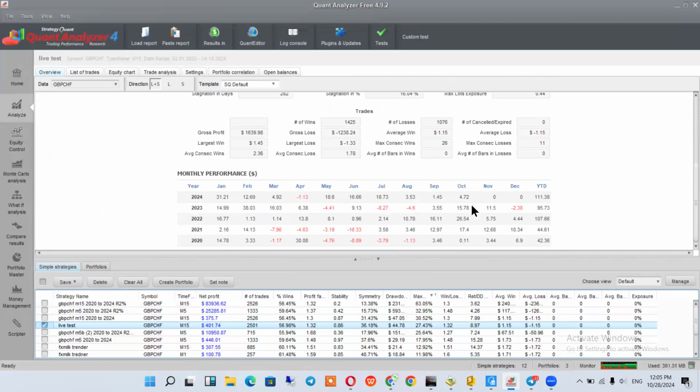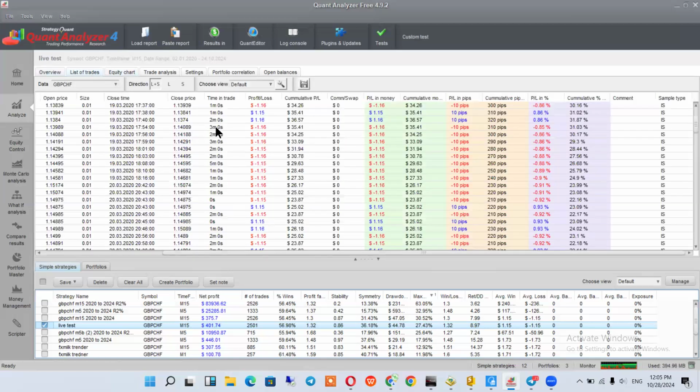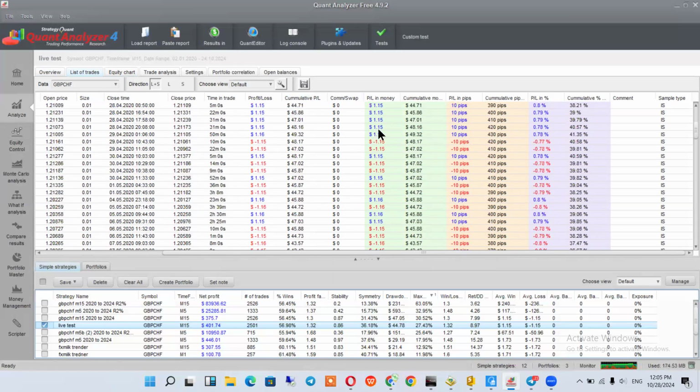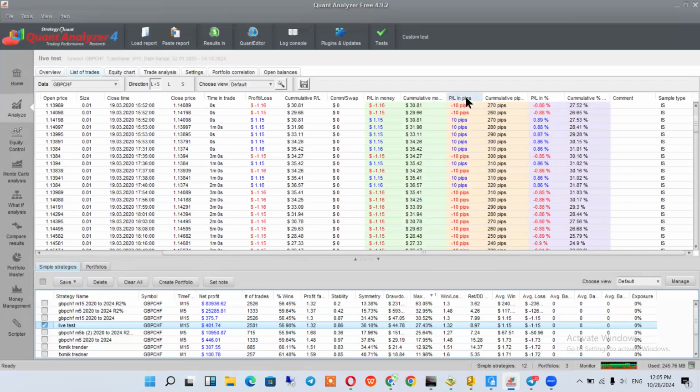Now remember that we are using the same lot size here. If you check the list of trades, you can check the size. You can see we had a static lot size, so there's no compound interest, nothing here. We just have straight profits and losses. You can see that we are at 10 pips.